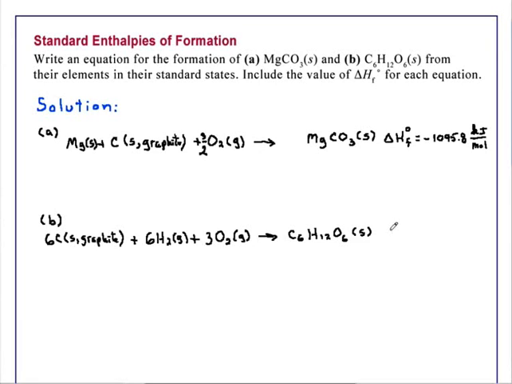So this is the defining equation for the formation of C6H12O6. And once again, we go to Appendix 2B in the textbook and look up the enthalpy of formation, and we find that it is also a negative 1,273.3 kilojoules per mole.